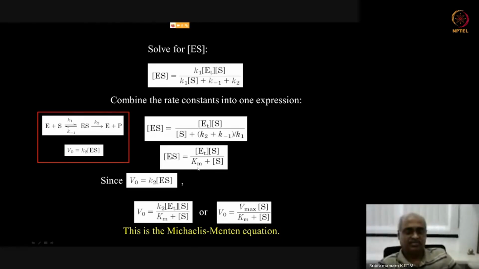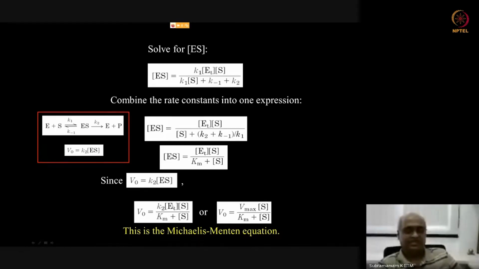Now our goal: we know that ES cannot be readily measured, so it has to be the rate of the reaction. So we are going to go further with it. Since V0 is, just to remind you, K2 times ES, and ES is this, you multiply this with K2 to get V0, going by this relationship. So V0 equals K2 ET S divided by Km plus S.